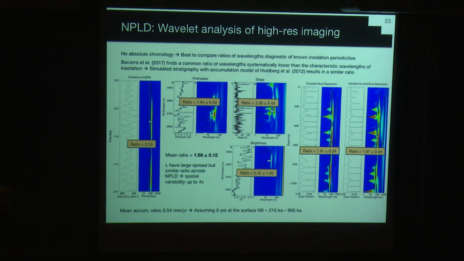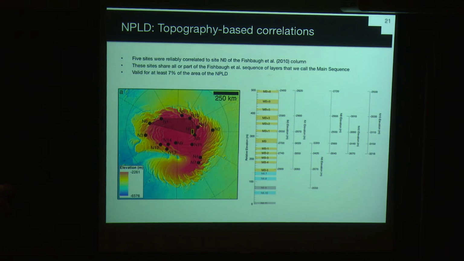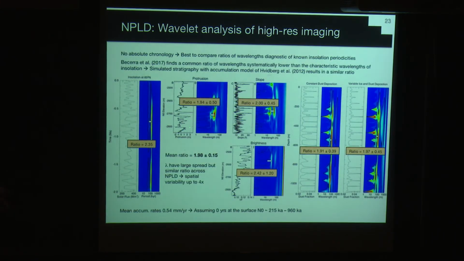When we looked at data from all 16 of these sites, we looked at protrusion, slope, and brightness, and the mean ratio of the periodicities, of the statistically significant periodicities that we found in all the data, was 1.98. And so this is lower than this ratio.